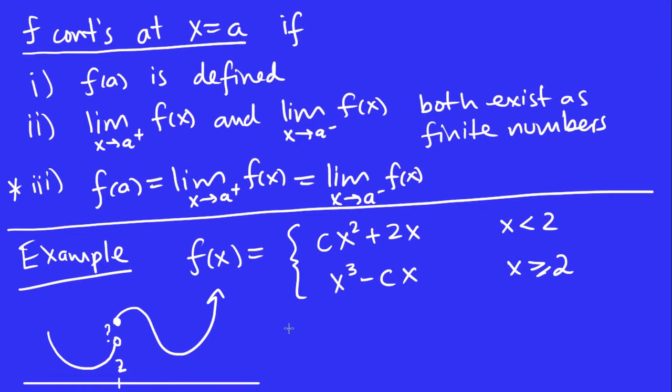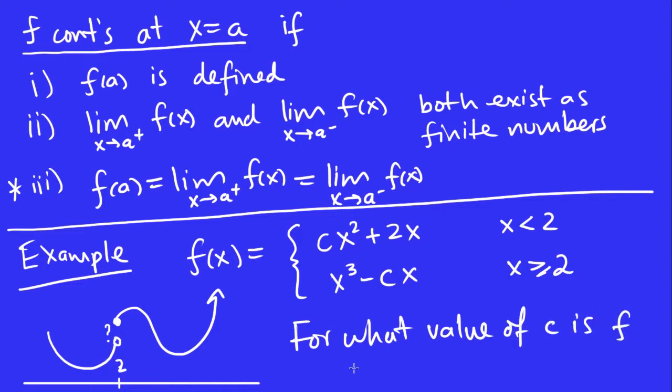I should actually write it down, though. Here's the question. For what value of c is f continuous at x equals 2?